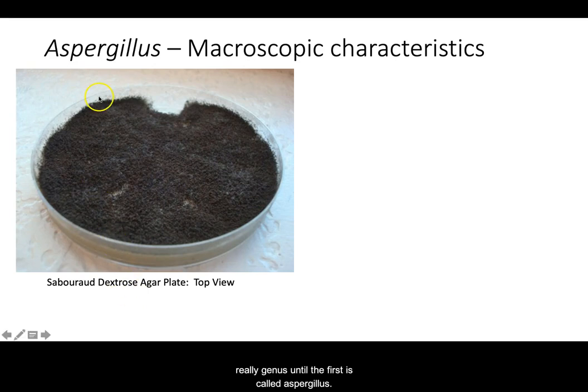And so the first is called Aspergillus. And then again, macroscopic is what we're going to evaluate first. So this you can see is mold growing on a plate. And we use a specific type of media to grow mold. And so you read about this in the lab manual. It's called Sabouraud dextrose agar. And so on the surface of that agar, you can see this mold growing, and it's very fuzzy.